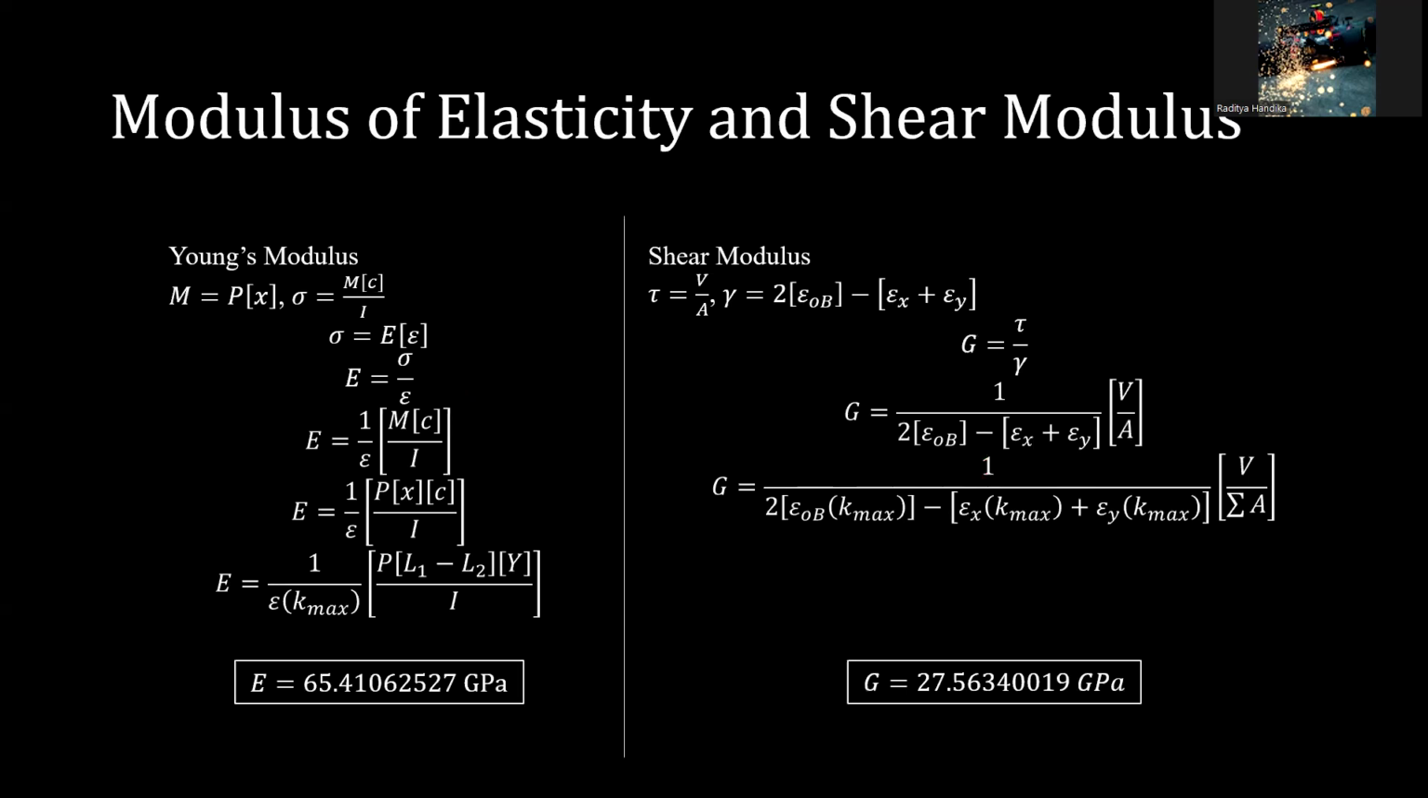And the next one is about the calculation for Young's modulus and shear modulus. These calculations are derived from all the relevant parameters to define Young's modulus and shear modulus with the result shown here. So for the Young's modulus from the experimental data, we obtain the result of 65.41 GPa. And for the shear modulus, we obtain 27.56 GPa.